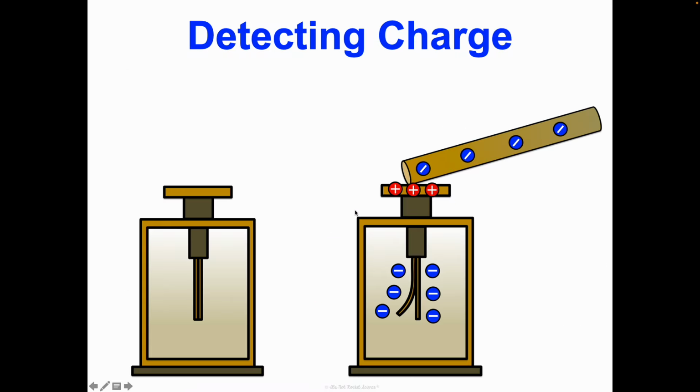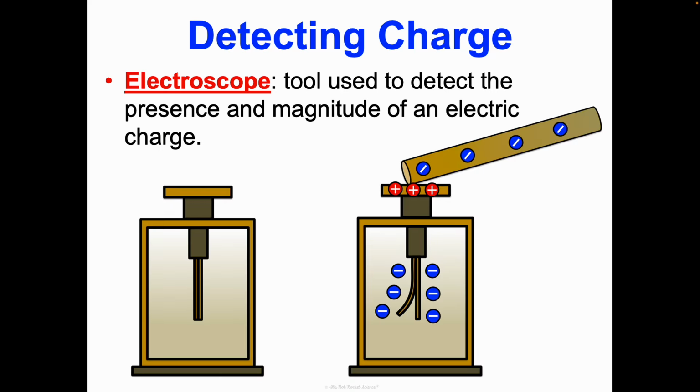Okay, now let's talk about how you can detect charge. How can you know if an object has a charge? Well, you can use a tool called an electroscope. This is used to detect the presence and also the magnitude of an electric charge. So in class, we can demonstrate this, but let's say this is an electroscope, and let's say we have a rod that we have charged and it has a negative charge.